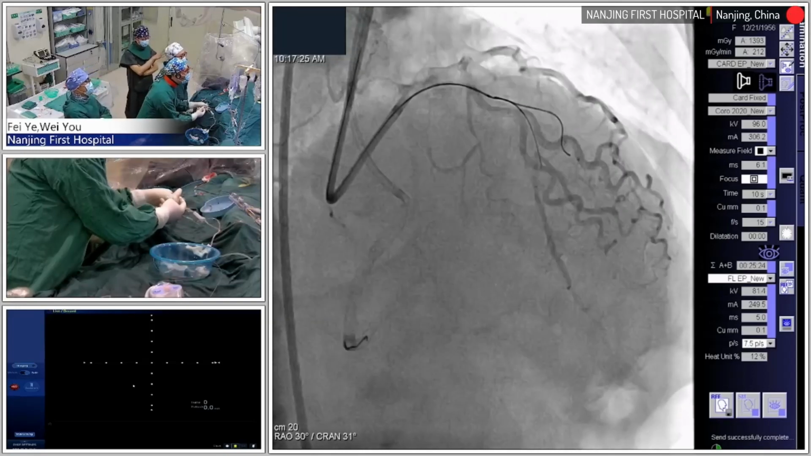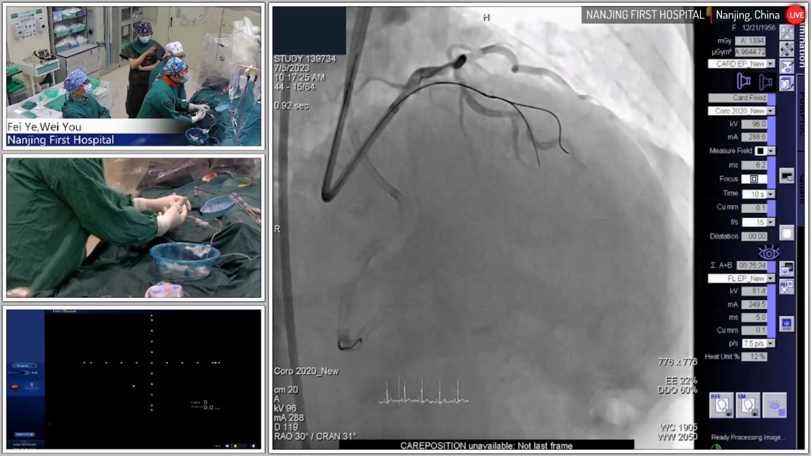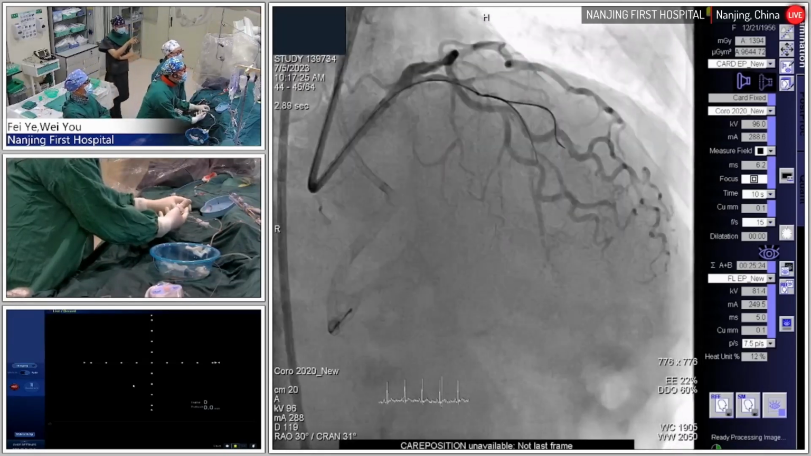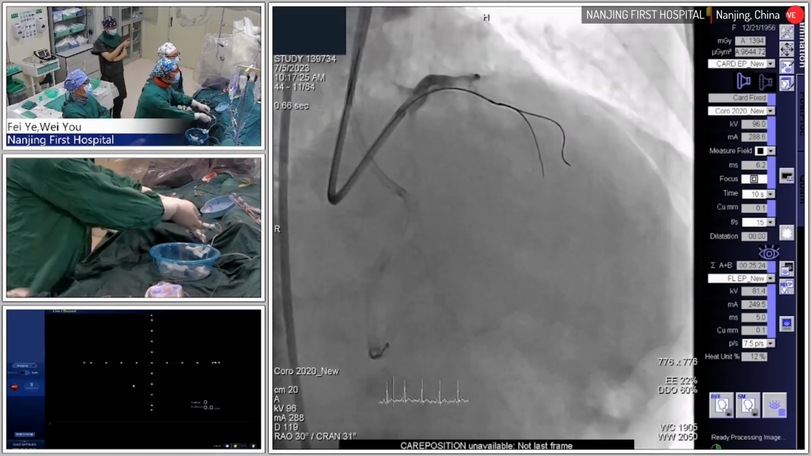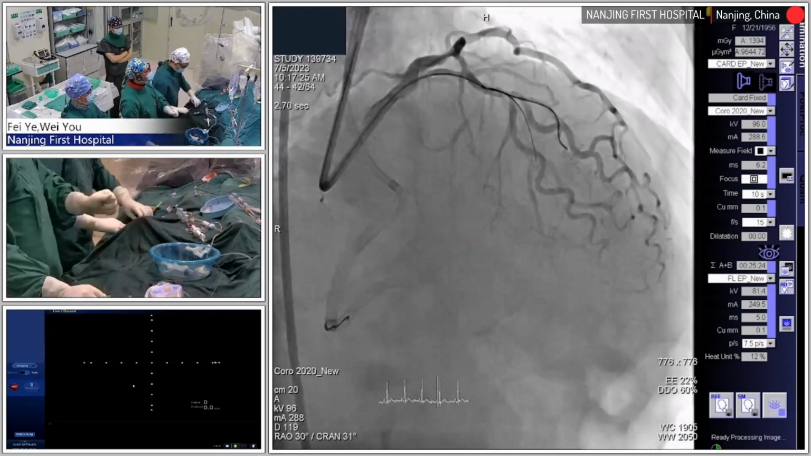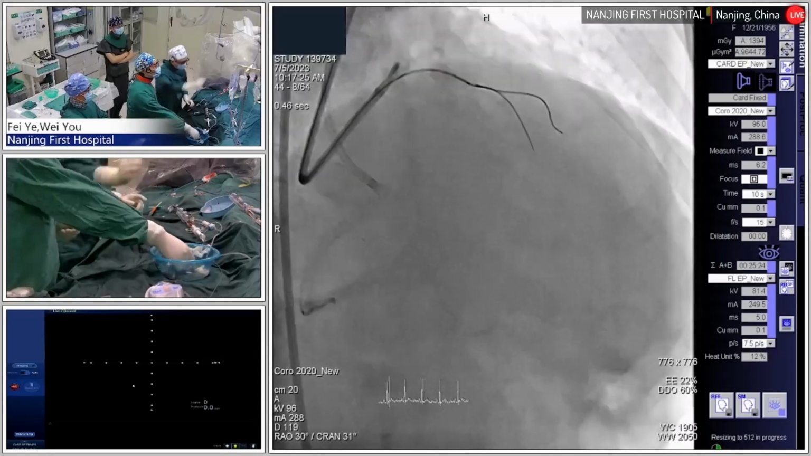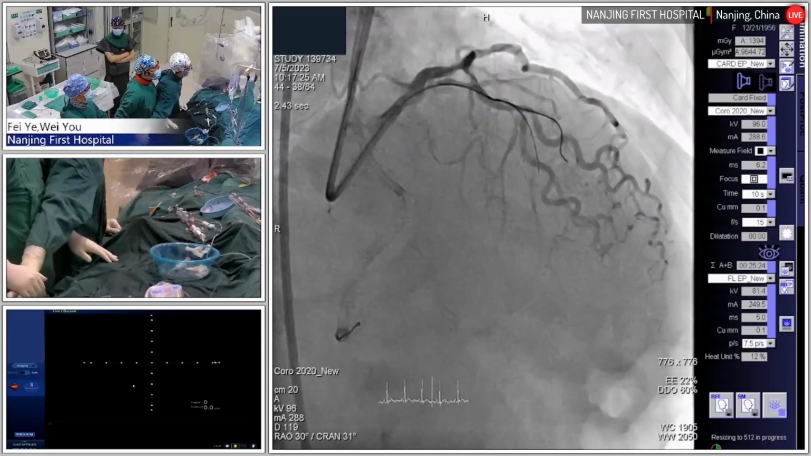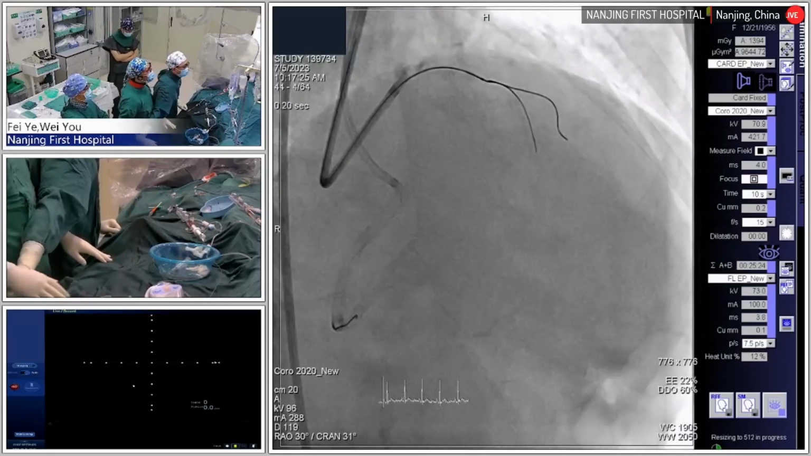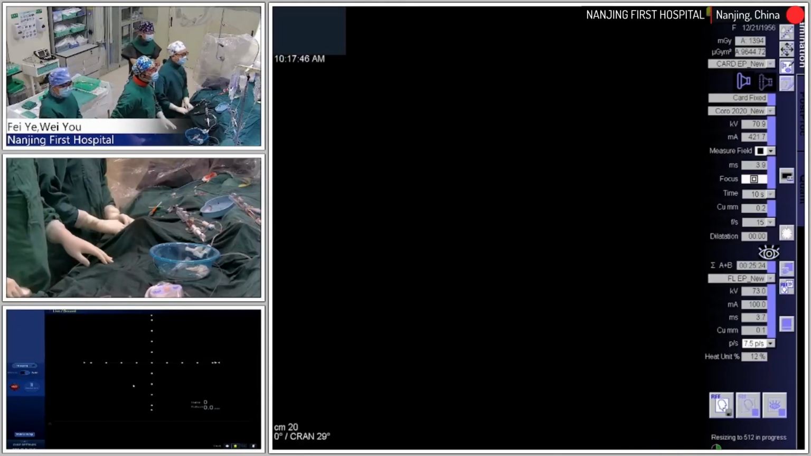Okay, leave the wire there. Okay, use another microcatheter with the side branch wire into the same LAD. Then use a hard wire. Yeah, Gaia 3. Yes, Gaia 3. Okay.